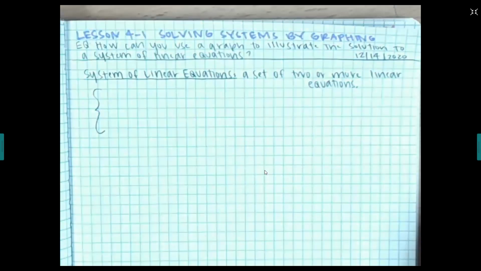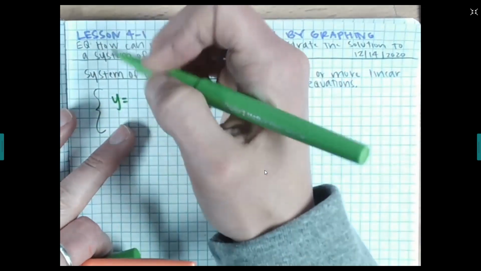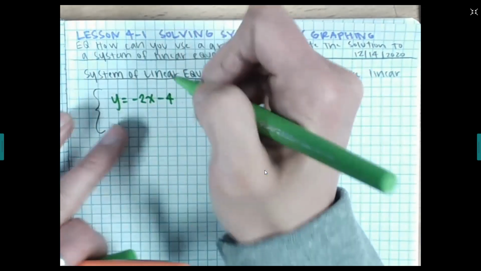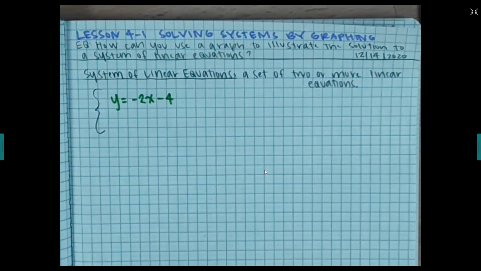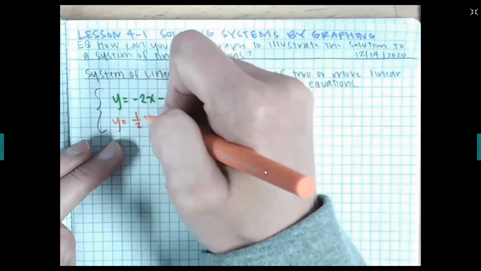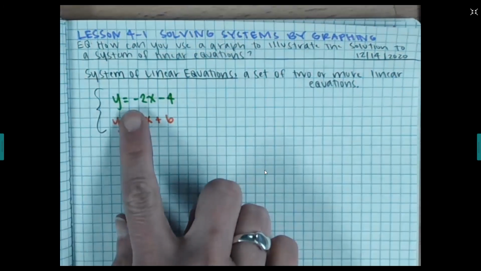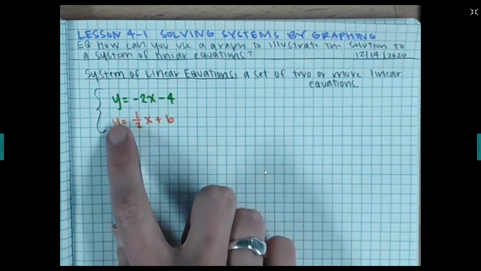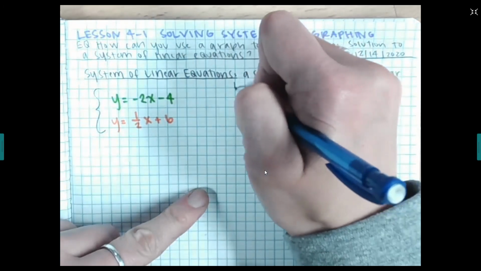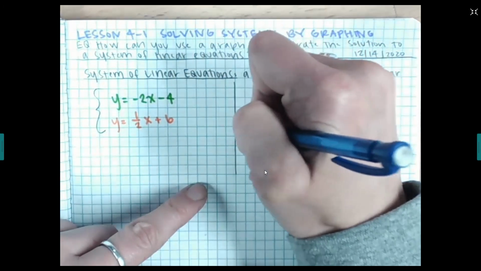Now, sometimes our lines might be in a different form that you will have to manipulate so that they are in y-intercept form, because that's the easiest form to graph from. So I have these two lines, y equals negative 2x minus 4 and y equals 1/2 x plus 6. And I am going to draw a graph for sake of just showing you and reminding you how to graph by hand.